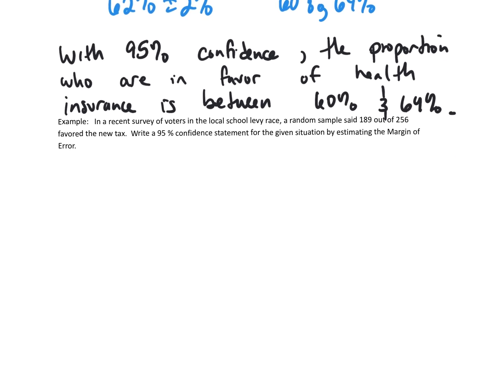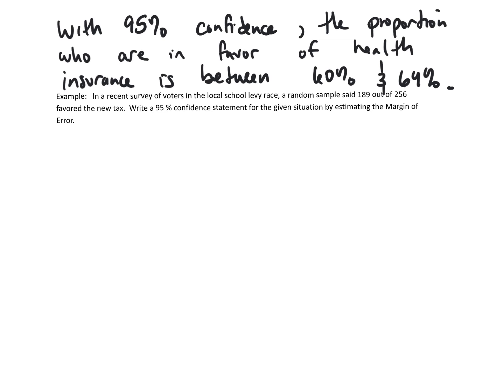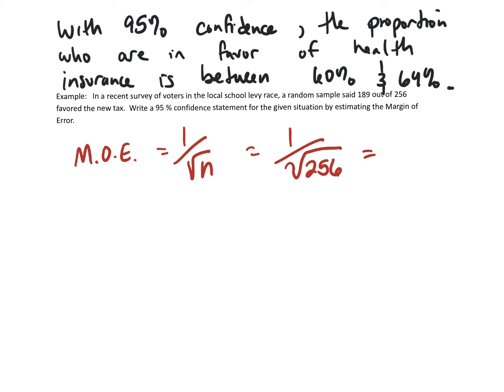All right, let's look at one more example. This kind of puts everything together. In a recent survey of voters at a local school levy race, a random sample said 189 out of 256 favored the new tax. Write a 95% confidence interval by estimating the margin of error. So the first thing we have to do is estimate our margin of error, which, remember, we have a formula for. It's 1 over the square root of n, n being our total number of people. So that's 1 over the square root of 256, which is 1 over 16, because the square root of 256 is 16, I believe.